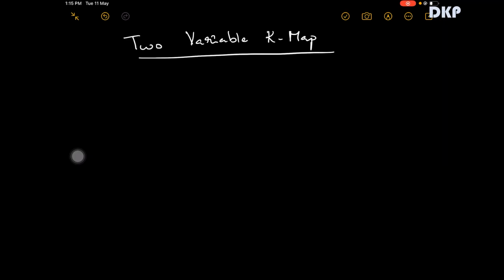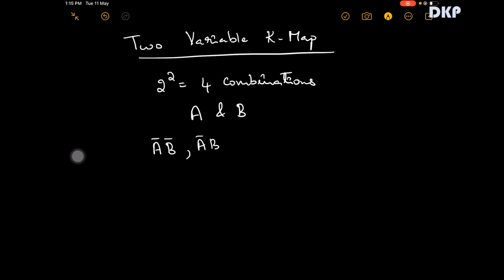In a two-variable expression, we can have 2 to the power of 2, which is equal to 4 possible combinations of the input variables. So let the input variables be A and B. And the combinations of the input variables are A bar B bar, A bar B, A B bar and AB. So these are the 4 combinations. These are called minterms. There are 4 minterms here: A bar B bar, A bar B, A B bar and AB.